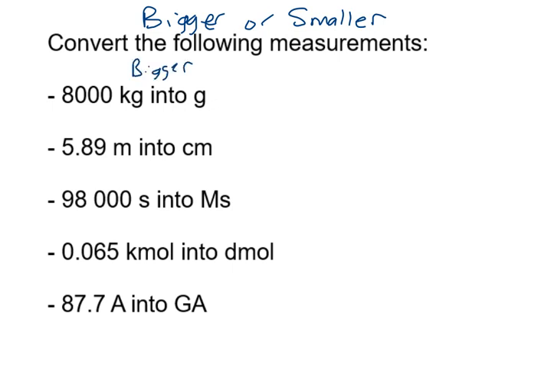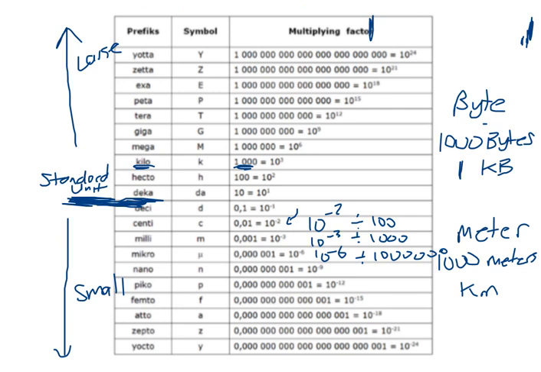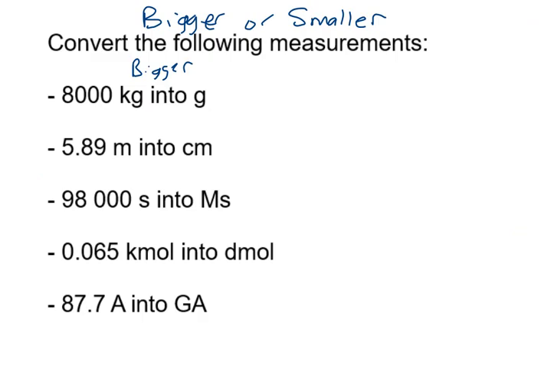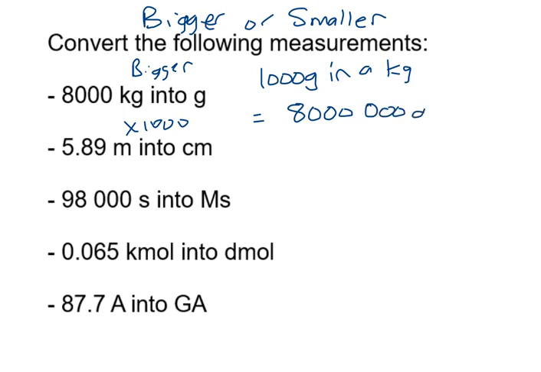The basic idea is that if you are going from a kilo something back to the standard unit, you're going to need to multiply. If you're going from somebody up here back down that way, you're going to need to multiply and make it bigger. So how big is a kilo? A kilo is 1,000 of something. So if you have 8,000 kilograms and there are 1,000 grams in a kilogram, you just need to times this number by 1,000, which means the answer is 8,000,000 grams. What I've done is I've just added 3 more zeros.